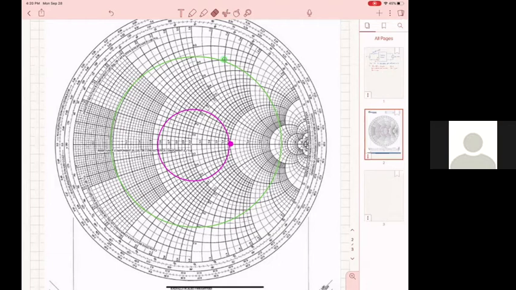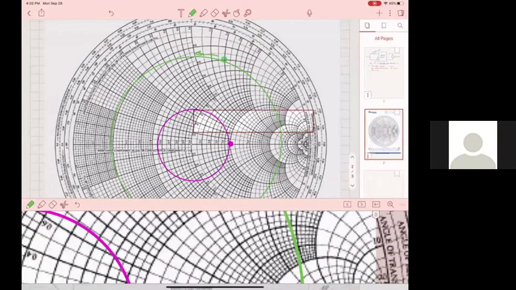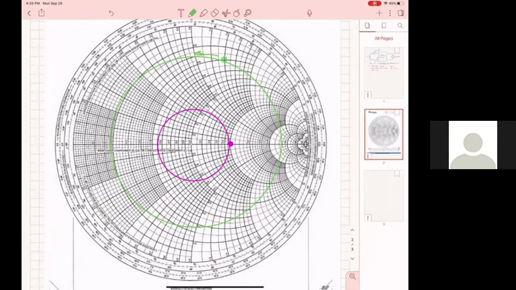So you go from the green, and the green is on the source side. So I will go from the green towards the load. From the green, I have to move along this until I find the 2 point. So I will have to move around, come here.